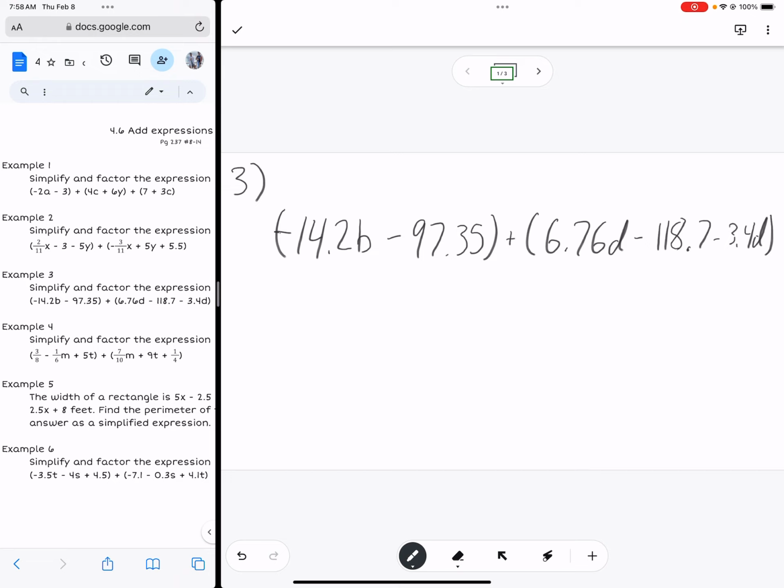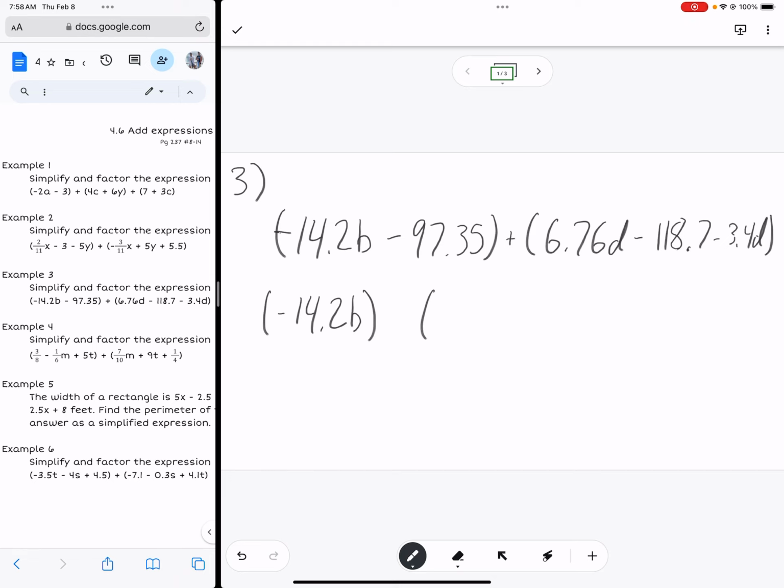Who wants tickets? Xavier, you want to try it? Sure. What do we got here? Where's the B? There's only one B, so the B you put by itself. Yep, so the B is gonna go by itself.